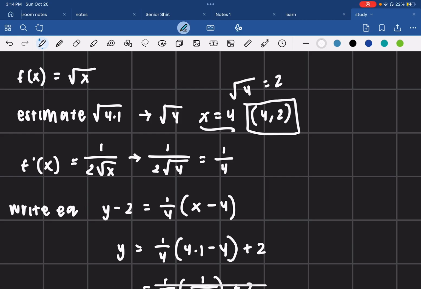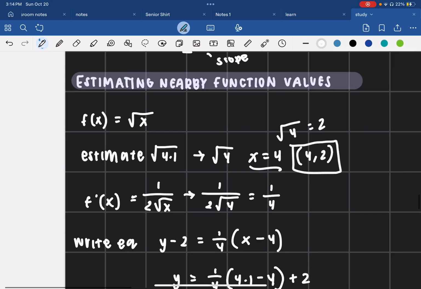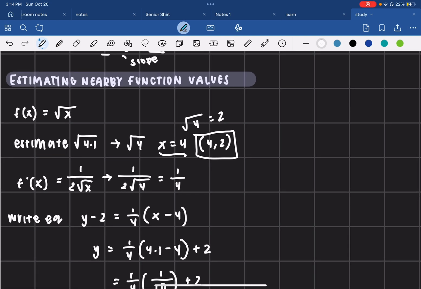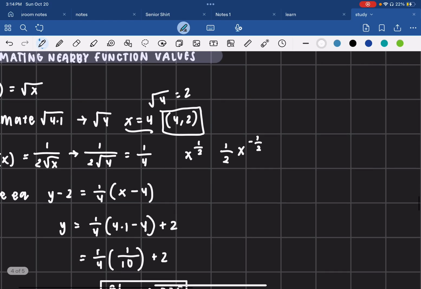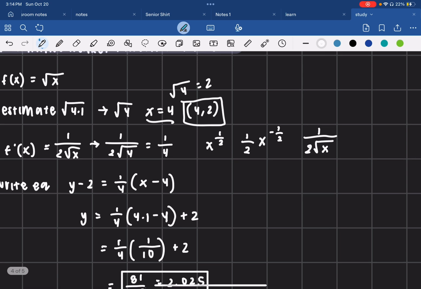Next, we're going to find the derivative. Now, we have root of x, and technically this is an exponent in a fraction. So you have x to the 1/2, if you see here. If you apply the power rule, you get 1/2 x, and then 1/2 minus 1 is negative 1/2. So when you put that all together, your final result is 1/2 times x to the negative 1/2, or 1 over 2 root x. Okay, so there's your final f prime.